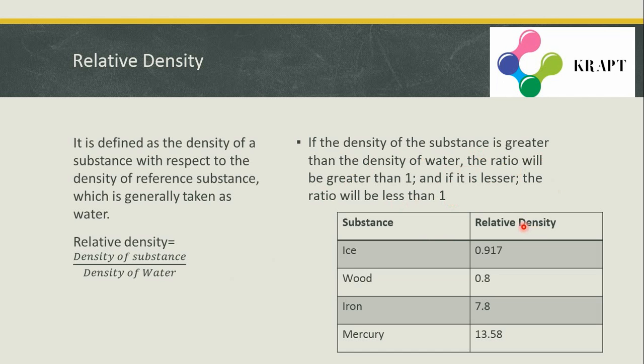So let us see relative density of few substances. For ice, relative density is 0.917, for wood it is 0.8, for iron it is 7.8, and for mercury it is 13.58. So as you can see, there is no unit for relative density. The reason is that it is just a ratio between two substances. This fraction form we can write as a ratio, that is density of substance ratio symbol to density of water.